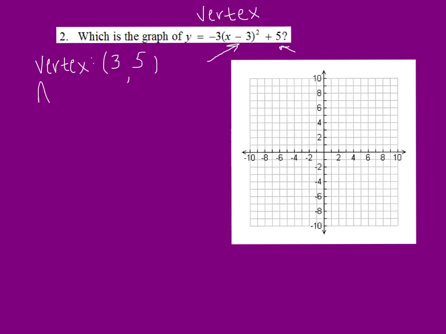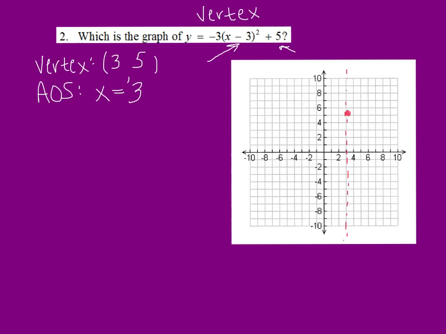Now my axis of symmetry, again, just like the last problem, is x equals whatever the x-coordinate of the vertex is. So x equals 3. So now we're going to go ahead and plot those things on this graph. So my vertex is 3, 5. So that's right there. My axis of symmetry goes directly through that point.